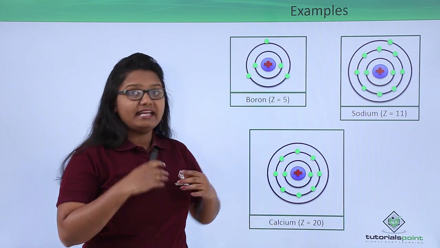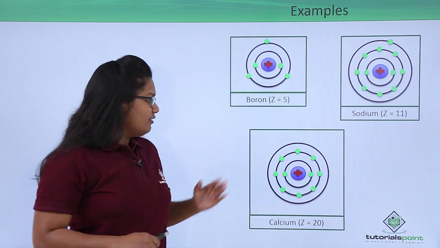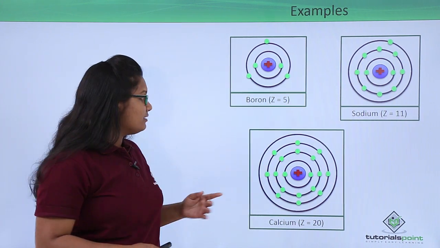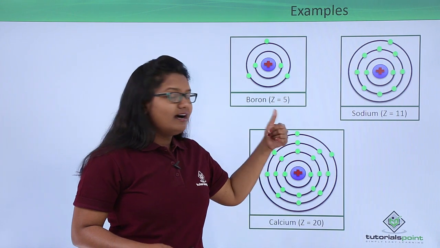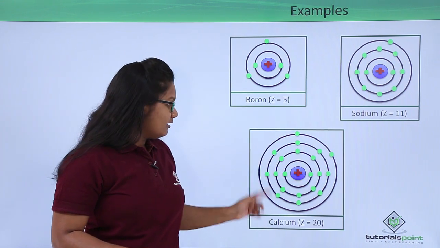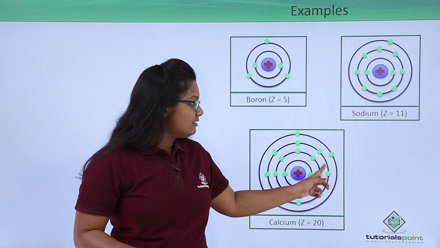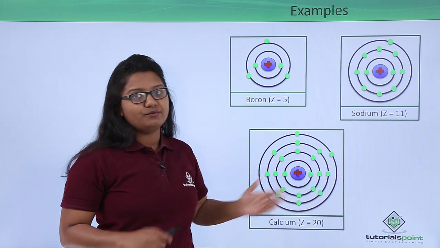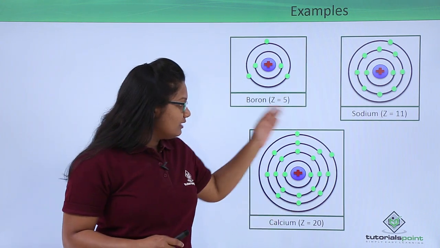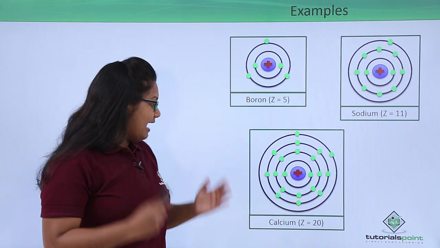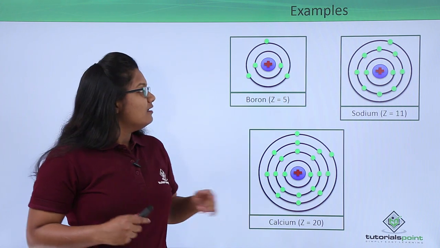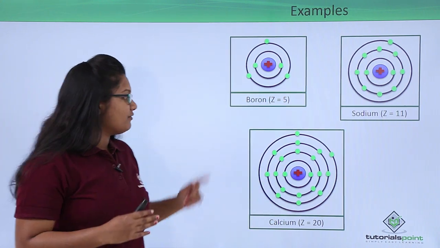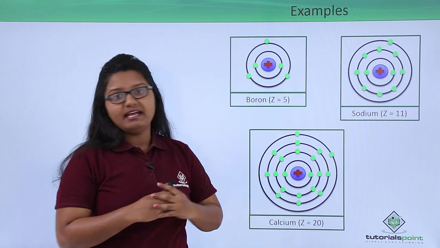But we have 10 more electrons to arrange. So we will be keeping 8 electrons in M shell and the rest of the 2 electrons we'll keep in the next shell. So all the 4 shells, that is K, L, M and N, are occupied with electrons here. So this is how the electrons are arranged in an atom of calcium. So in this way we represent pictorially the arrangement of electrons inside the atoms of the elements.